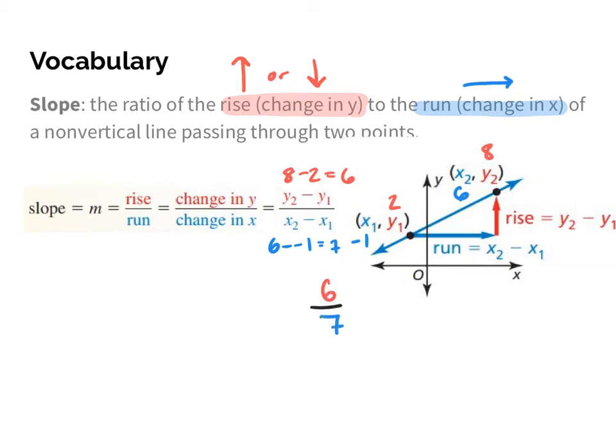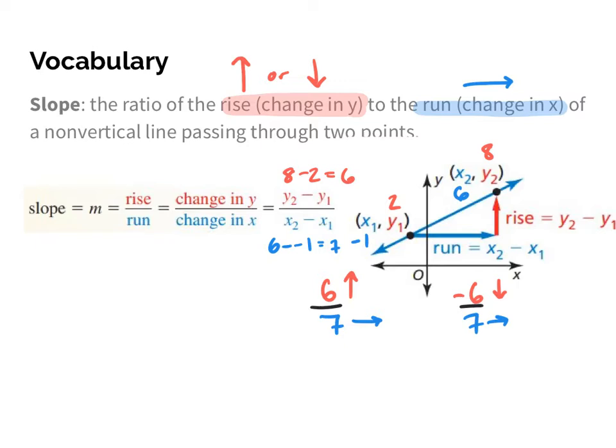Now, you're going to see slope written as a fraction. And I know sometimes we freak out when we see fractions, but this is actually okay. These numbers have meaning to them. The 6 tells me how far it goes up. The 7 tells me how far I go over. If this was a negative 6 over 7, that just means it would go down 6 and right 7.